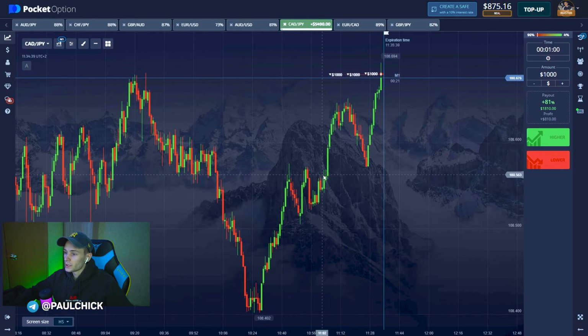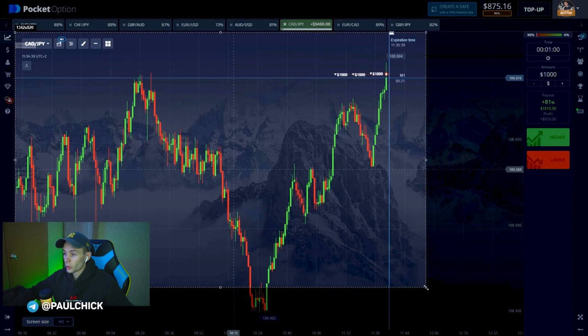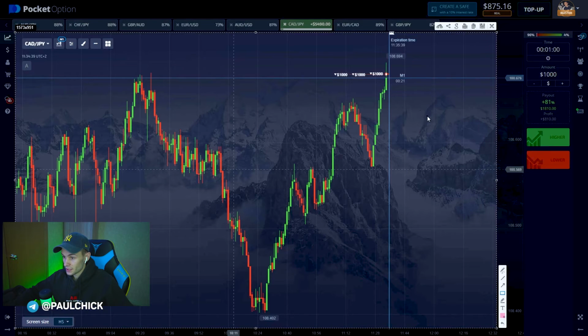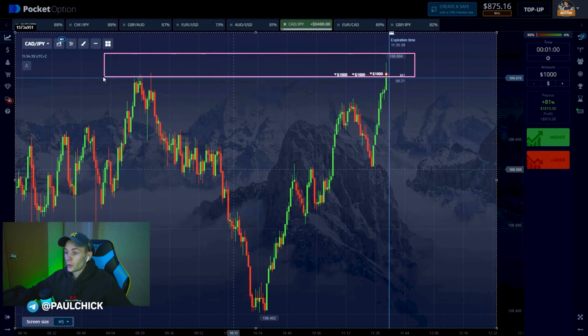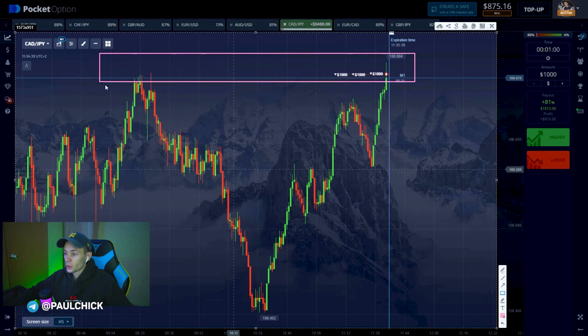Here we go. Look at this nice trade entry, guys. I will point out the workspace. We point out the contact with this important resistance zone. The local high was actually updated here, and this is also a very good signal.